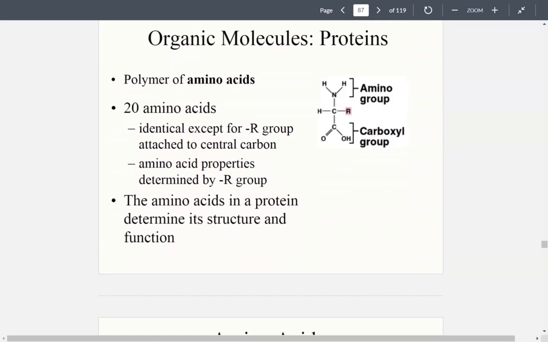Moving on to proteins. Proteins are a polymer of amino acids. Amino acids are their monomer. There are 20 amino acids that we consider essential, meaning we have to have them in order to function. The good news is we can make most of them. Our body creates these amino acids. There are 9 amino acids that we have to have that our body cannot make. We have to get them from our diet.